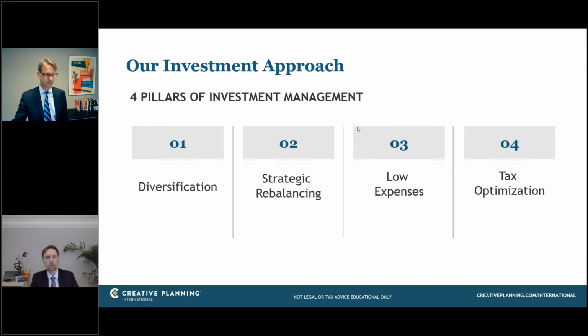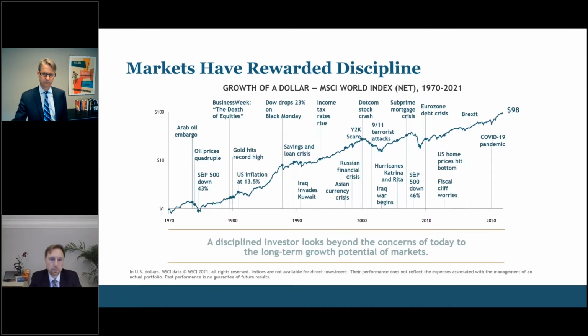So I want to walk you through each of the pillars in more detail, but I did say I was going to talk to you a little bit about the current environment. So markets are quite volatile these days, right? There's a lot of geopolitical concerns and worries about inflation and so on and so forth. And so what I find as an investor is it's helpful to take a historical perspective, right?